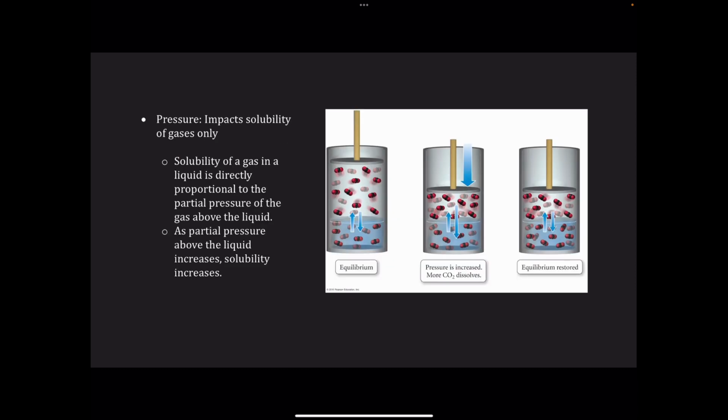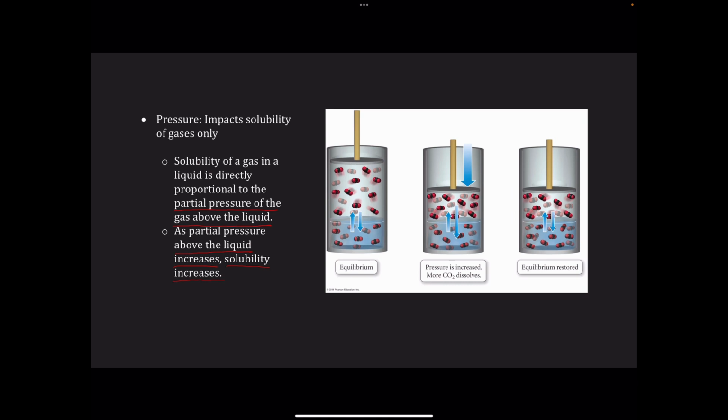The other factor that's going to impact solubility is going to be pressure. Now, pressure impacts solubility of gases only. The solubility of a gas in a liquid is directly proportional to the partial pressure of the gas above the liquid. So if I have a liquid, that liquid can evaporate. That liquid will be in equilibrium with gas above it that has evaporated, and that gas above it is creating a partial pressure. As the partial pressure above the liquid increases, solubility increases.